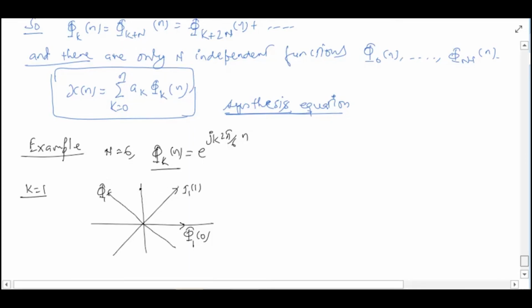So here I have phi 1 0, phi 1 1, phi 1 2, phi 1 3, phi 1 4, and this is phi 1 5. From what we discussed earlier, phi 1 7 will be the same as phi 1 1, phi 1 6 will be the same as phi 1 0, and so on.